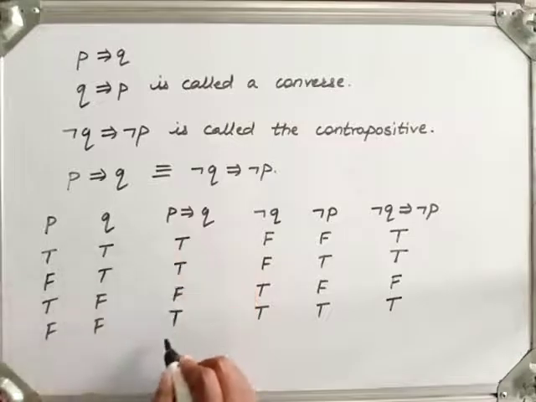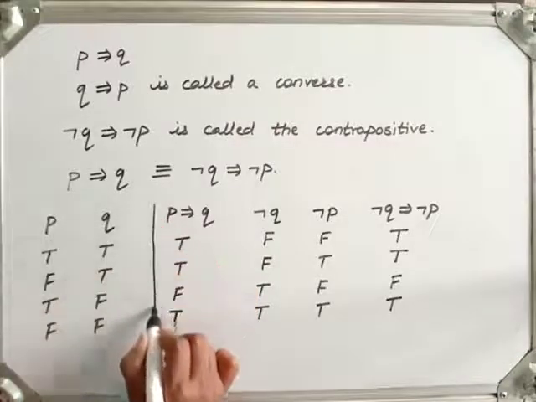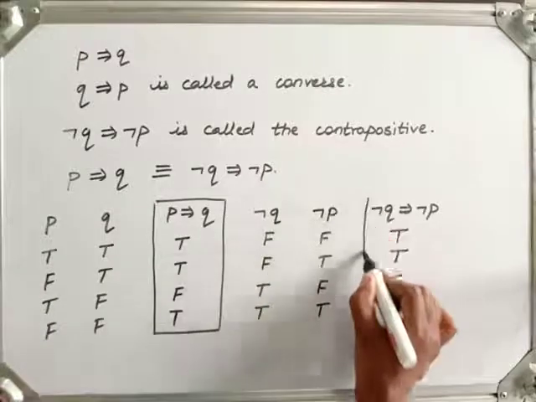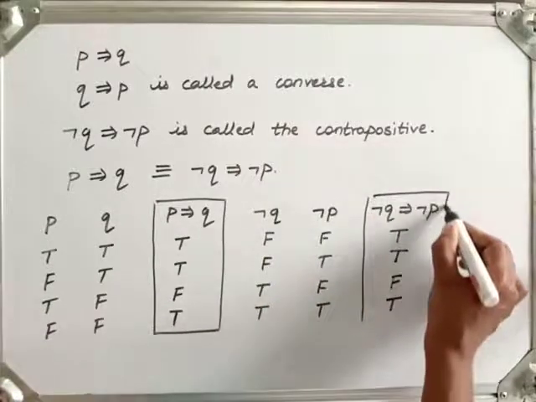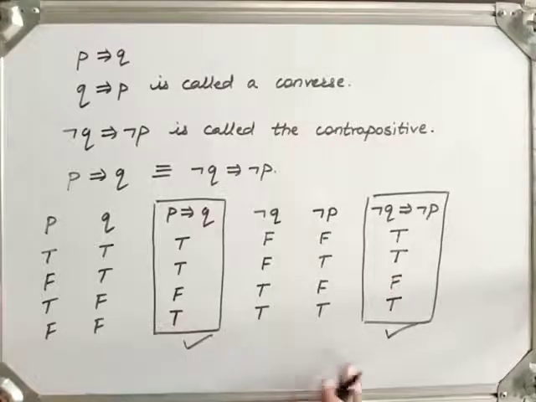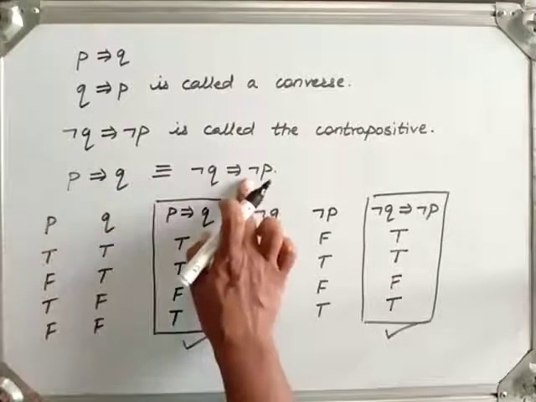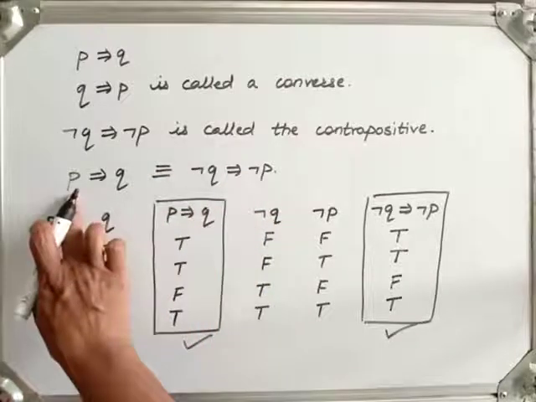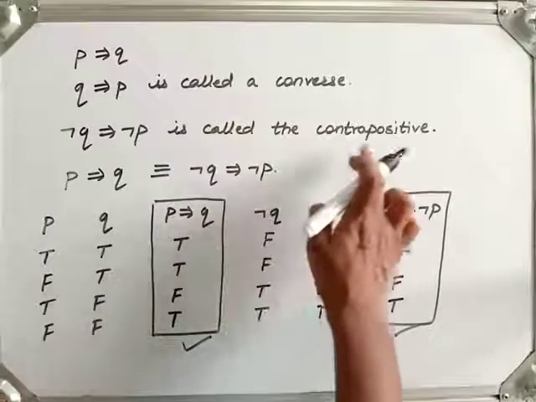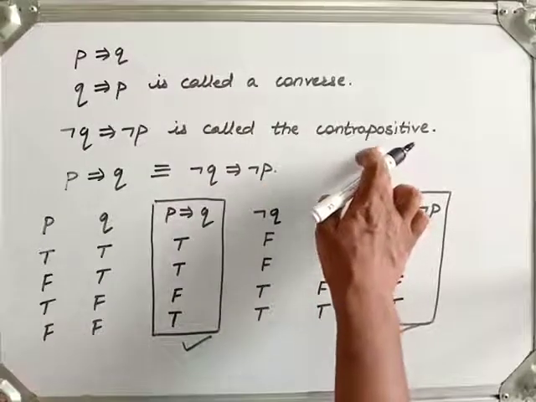Now you can check that this column of P implies Q is same as negation Q implies negation P. Both are same. So I can say these statements are equivalent. Means in place of P implies Q, we can use negation Q implies negation P. That is contrapositive statement.